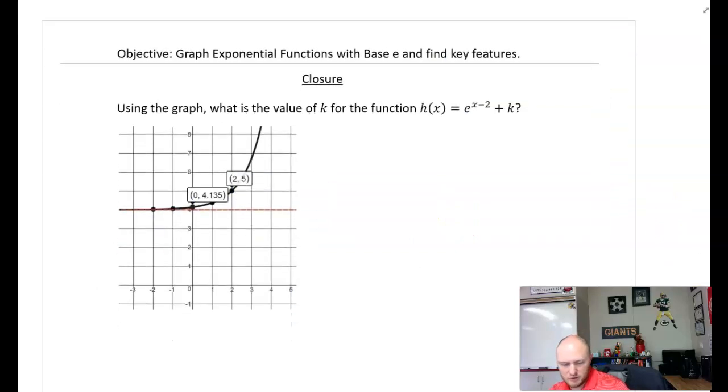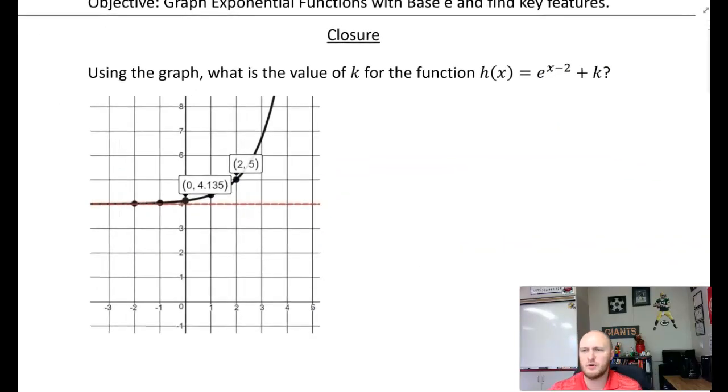All right, so really quickly, closure. Using this graph, what is the value of k for the function h of x equals e to the power of x minus 2 plus k? Well, we know that our horizontal asymptote is k, so in this case, since our horizontal asymptote is y equals 4, this implies that k is equal to 4.